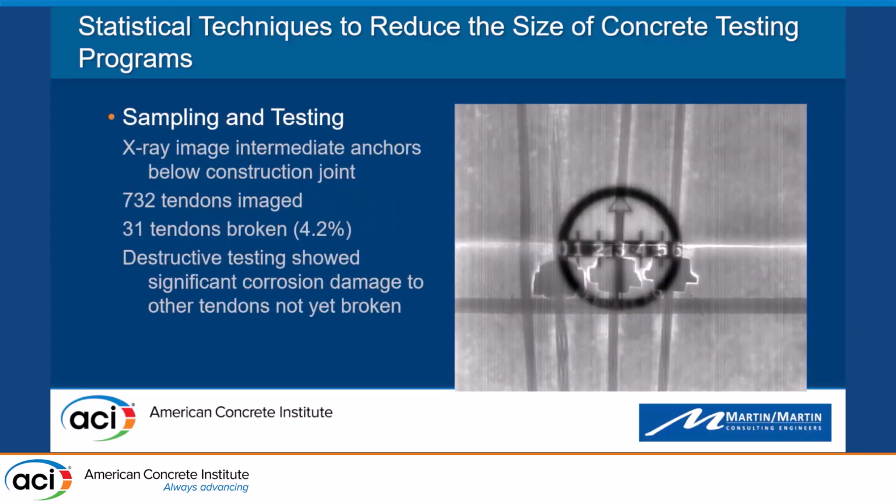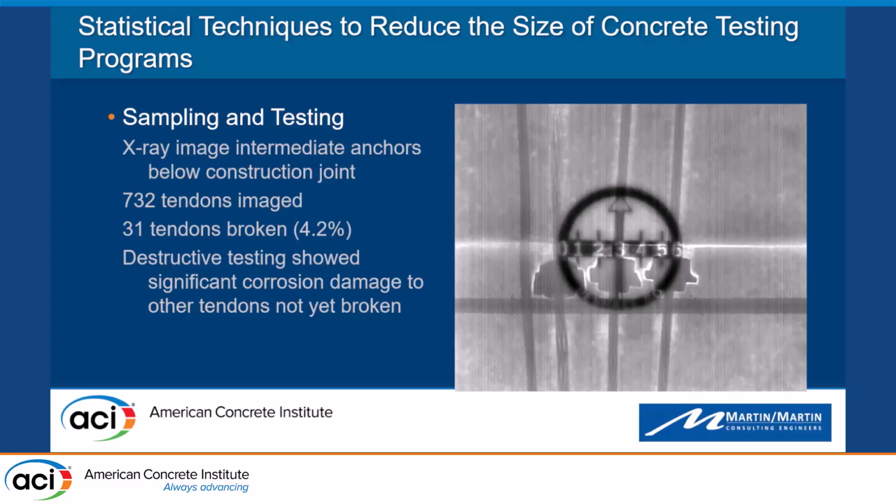So we implemented a large non-destructive testing program for the garage. We have 732 tendons that cross this joint, and we X-ray imaged all of them. And what we found from the non-destructive testing program is that we had 31 tendons broken. So 4% of the total number of tendons that cross that joint are visibly broken in the X-ray.